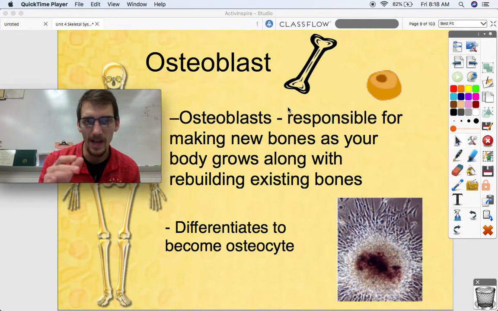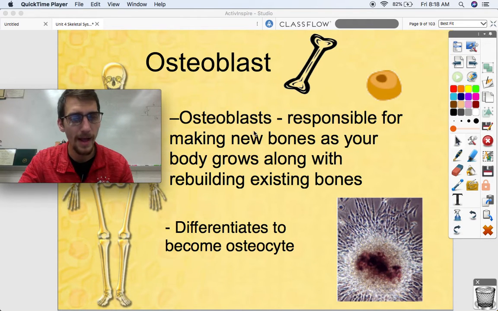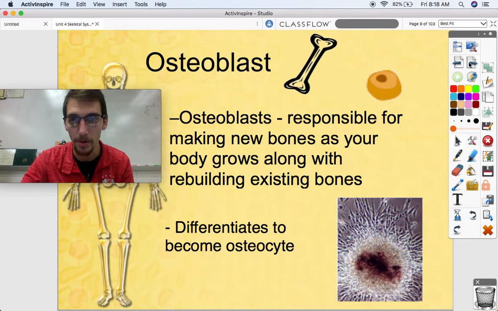So an osteoblast is still not a fully mature cell. An osteocyte is a fully mature bone cell. But an osteoblast is going to be building new bone. Blasts build. Both start with B. That's a good way to remember.